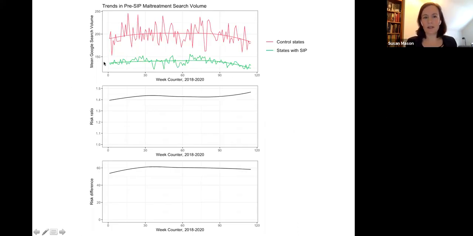So you can see that these are the SIP states and these are the control states, and they look pretty parallel. Although what I noticed is that I have a much easier time seeing whether things are parallel in difference than in ratio. So we ended up plotting the risk ratio and the risk difference. And you can see that the ratio actually ticks up a little bit, so there was a little bit of concern about whether the parallel trends assumption was met.